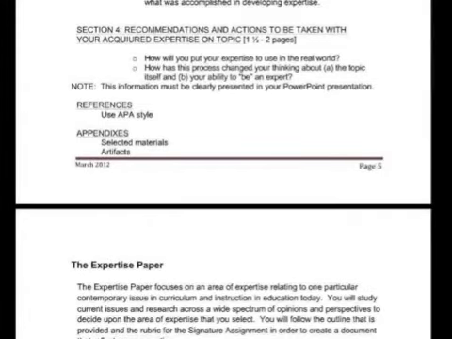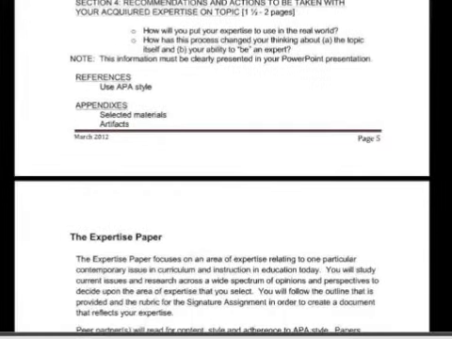Go ahead and talk. Okay, so the next section is about the expertise paper itself. Remember, you already know that you will study the current issues and research, and you'll have different opinions and perspectives. And as you begin to write the expertise paper, you're going to follow the outline that we gave to you. And the other most important part for you to follow with this will be the rubric for the signature assignment. Because what we want you to have is a document that reflects your expertise.